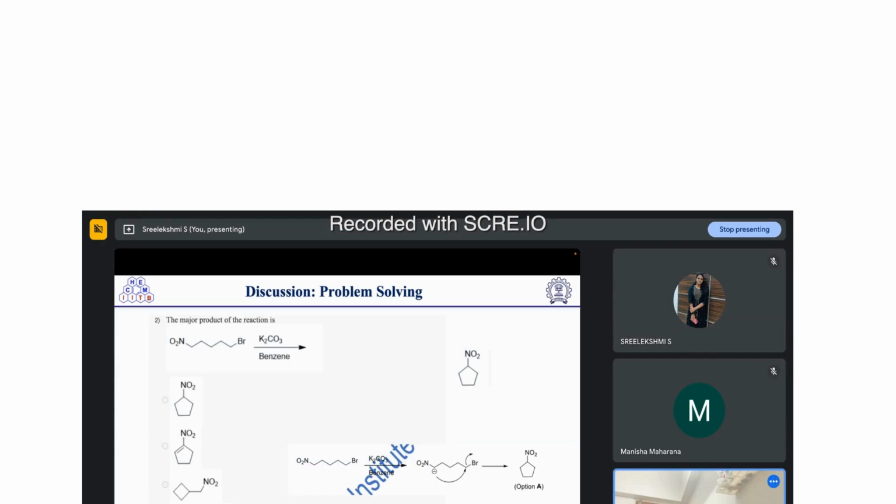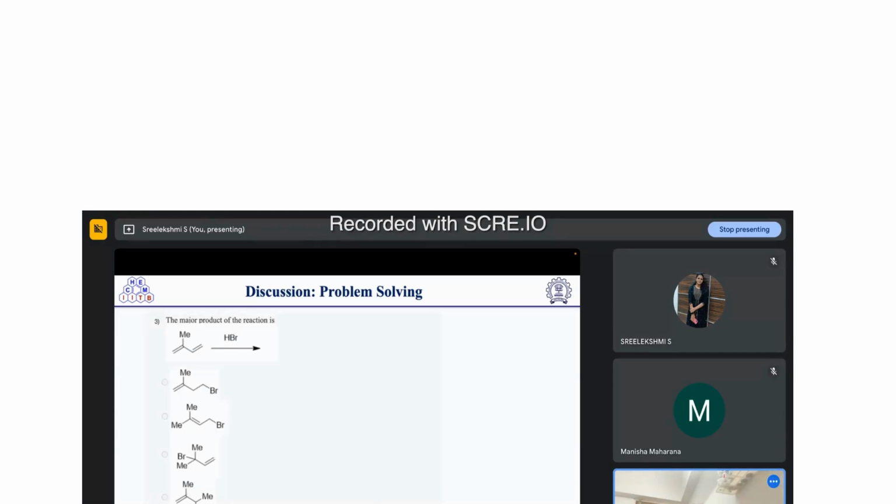Now moving to the next question. The major product of the reaction. This is an acid catalyzed reaction. So we are treating this alkene with HBr.